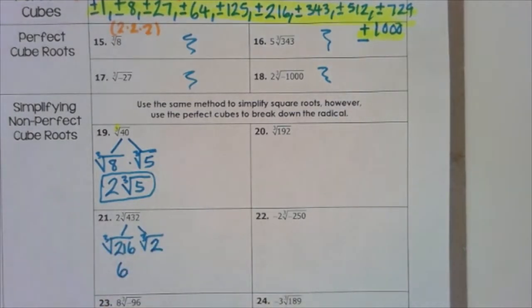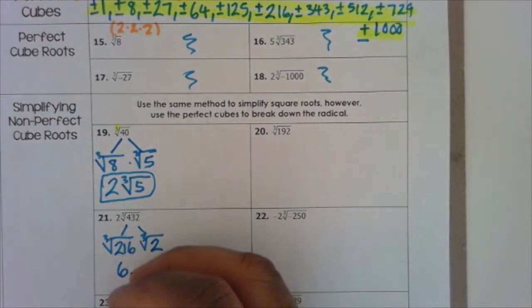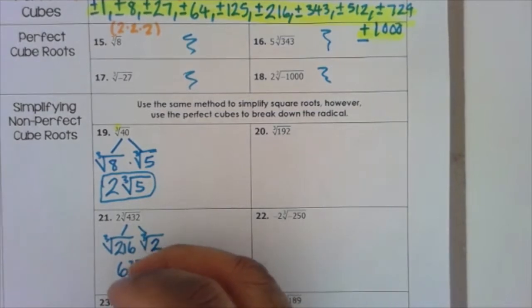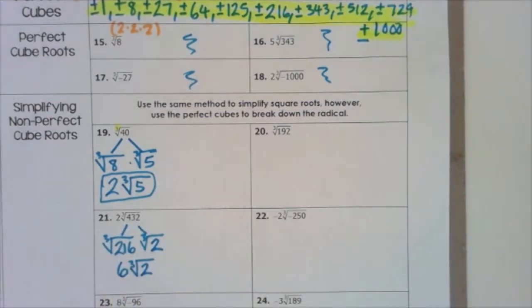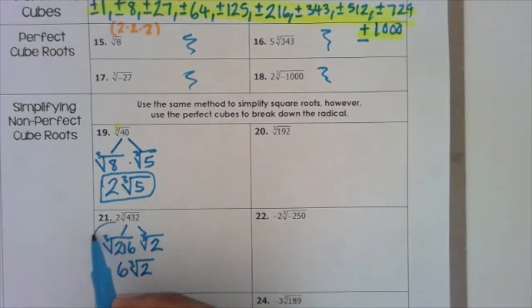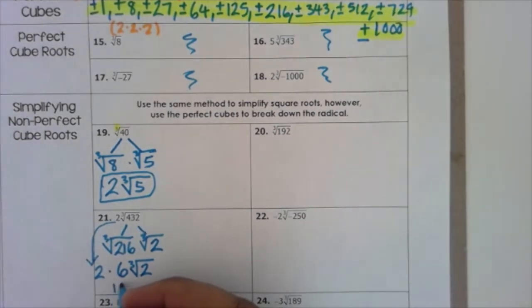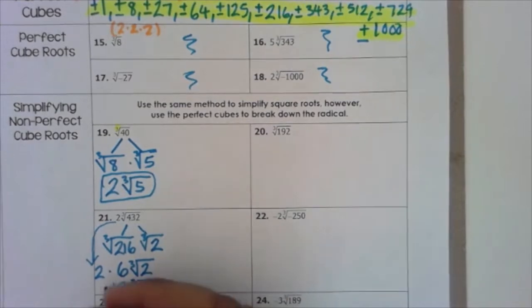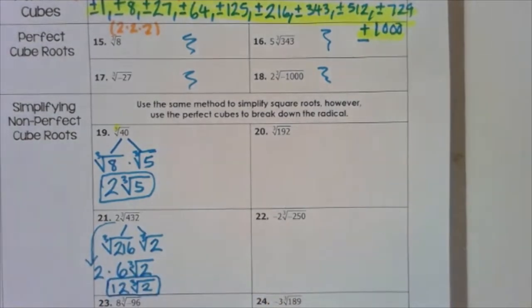But if I take the cube root of 2, I would end up with a decimal. I don't want that decimal, so I'm just going to go ahead and bring it on down. So I'd have the cube root of 2. Now I'm not finished because you'll notice that there was a 2 on the outside of the radical sign, so I have to deal with that. So I'm going to bring that 2 down here, and 2 times 6 is going to be 12. So my final answer will actually be 12 cube root of 2. Go ahead and circle that one right here for us.